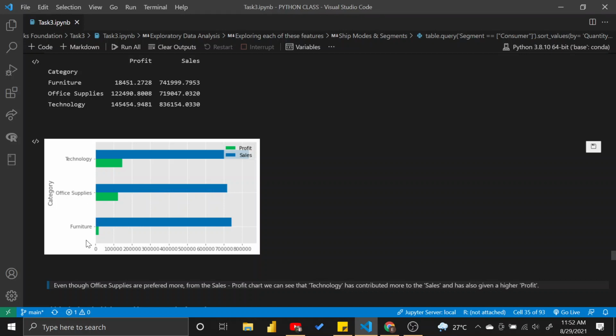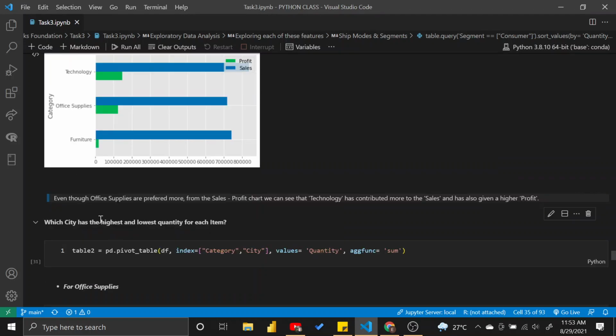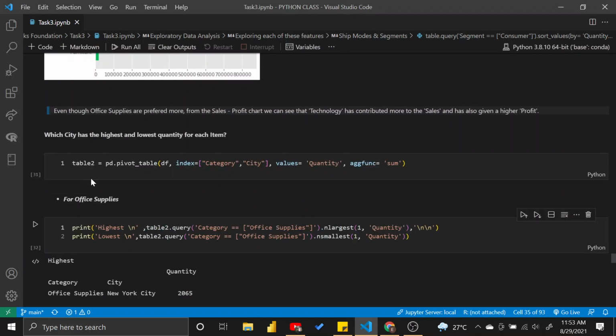But furniture is somewhere that we need to look at, because having this much sales, coming in second in terms of sales, it's coming in last in terms of profit. So that's something that we need to look at. Fine. Now let's see which city has the highest and lowest quantity.